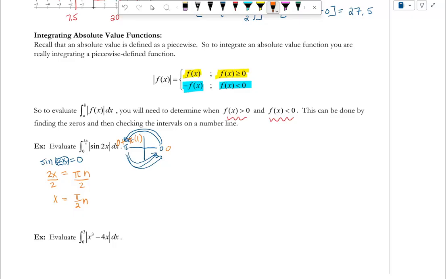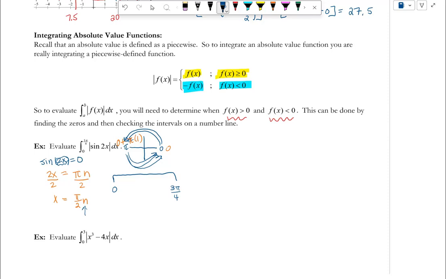Okay, so anytime I plug in an integer for n, I'm going to find a spot where the sine of 2x is 0. So I'm considering this closed interval from 0 to 3 pi over 4. So I'm just going to start at 0 and go to 3 pi over 4, because those are the limits of my integral. And from 0 to 3 pi over 4, the only value that I could plug in for n here that will generate a value that's between 0 and 3 pi over 4 is 1.